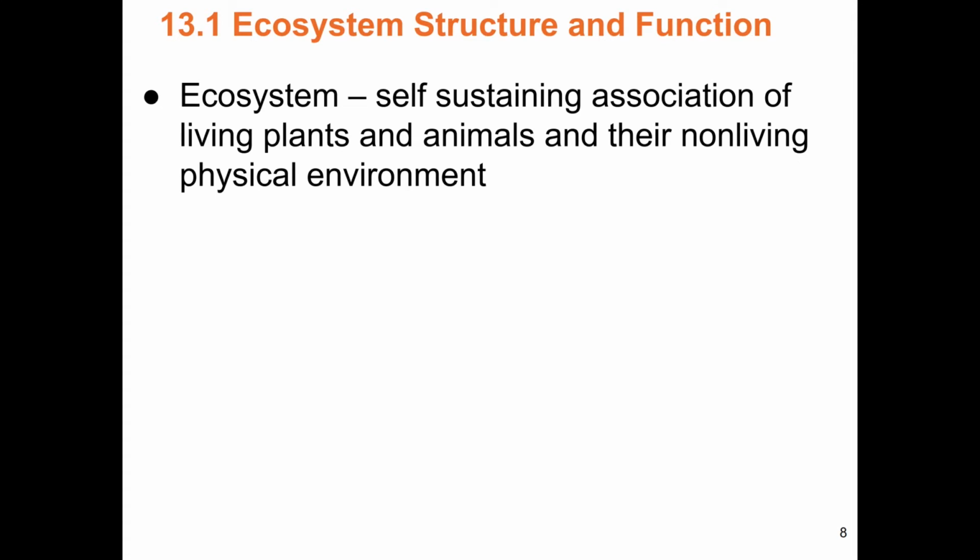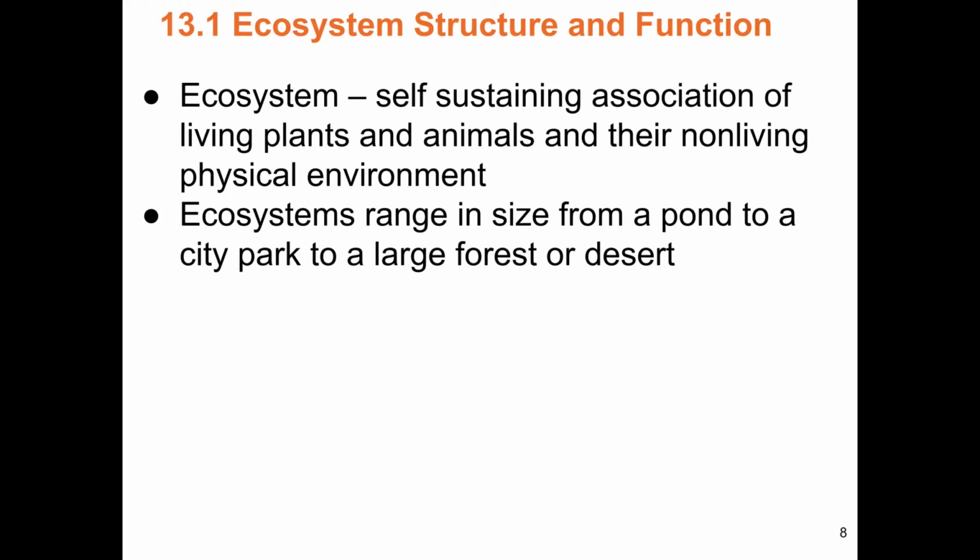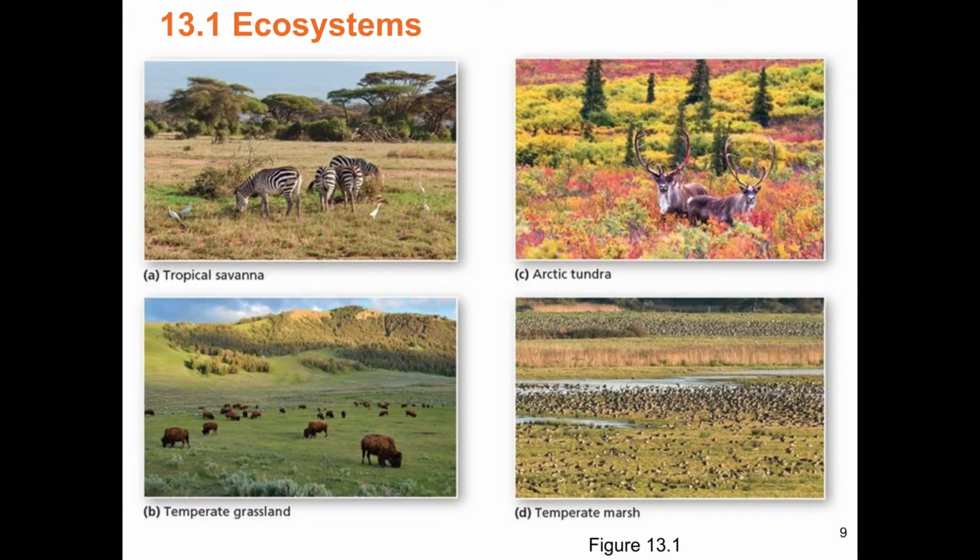An ecosystem, a self-sustaining association of plants and animals and their non-living physical environment. That's a pretty good definition for ecosystem. Ecosystems range in size from a pond to a city park to a large forest or a desert. So they range in size from tiny to large. Some sample ecosystems. We've got a tropical savanna. We've got temperate grassland with bison. We've got Arctic tundra. We've got temperate marsh. So these are just examples of different ecosystems.